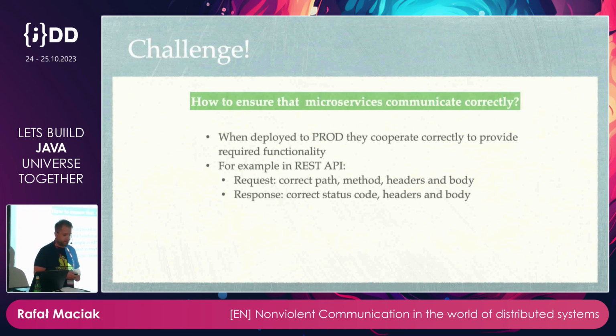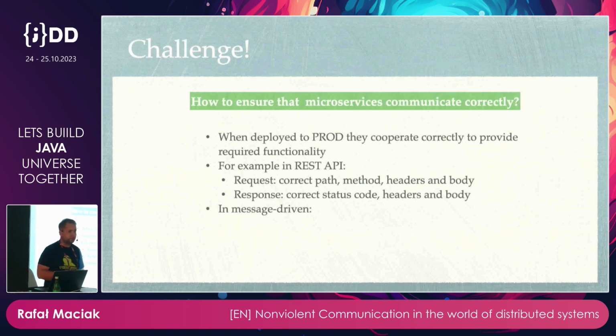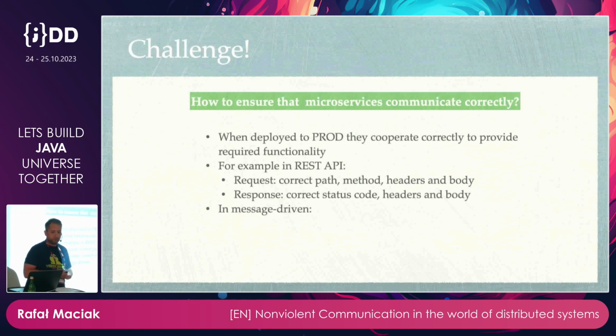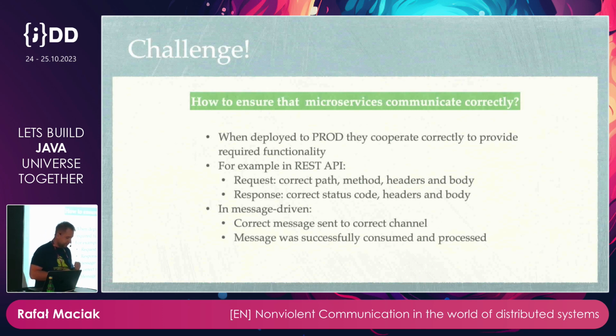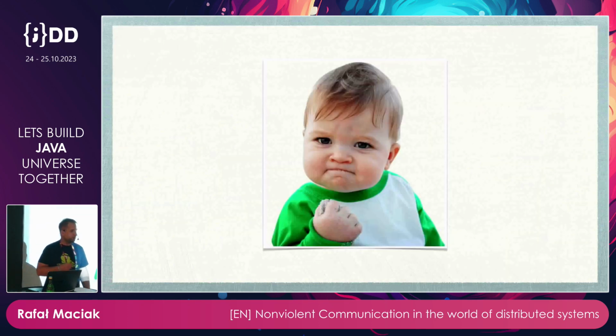However, if this communication were implemented using a message-driven approach, communication correctness would mean that the correct message was sent to the correct channel. For example, a message with an appropriate header and body was sent to a specific Kafka topic. On the other side, the message should be consumed by all the consumers and processed correctly. Okay, so we successfully deployed our microservices to production, and to our surprise, they are functioning well.